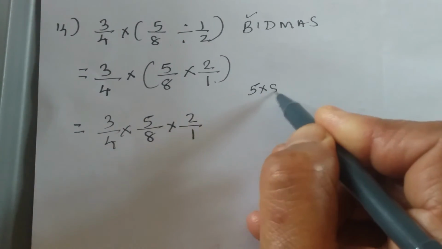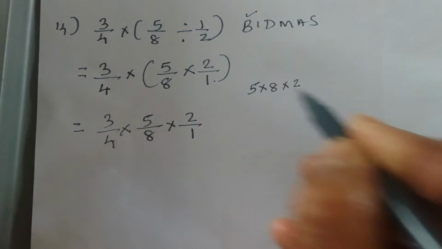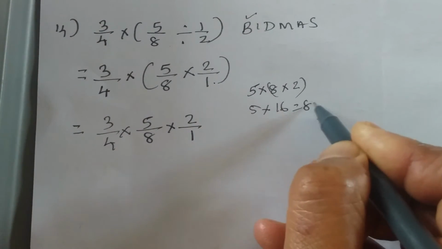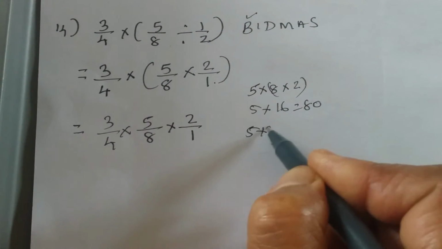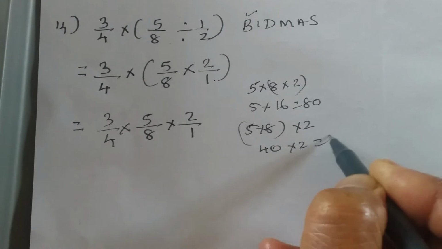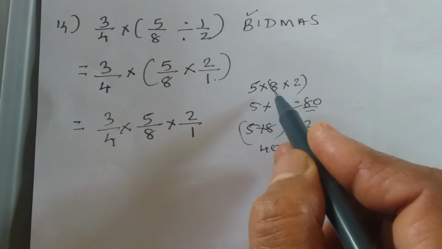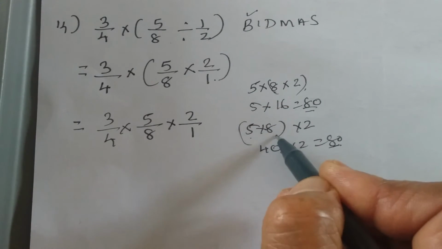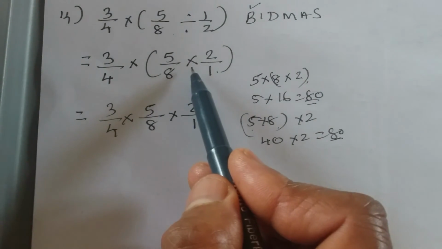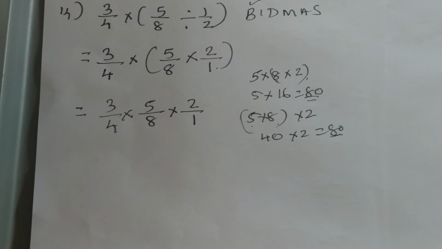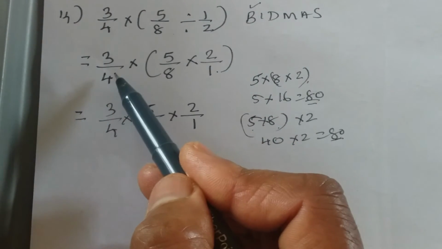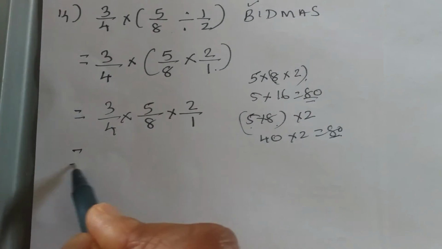See, I'll give an example again just to recall. 5 into 8 into 2 we will take. Multiply 8 into 2: 2 8s are 16, 16 5s are 80. Now multiply 5 into 8, then multiply by 2: 5 8s are 40, 40 into 2 is again 80. So whether you group the second two numbers or the first two numbers, we get the same answer. Since both operations are multiplication, the bracket can be removed and all three numbers can be simplified together. Or you complete within the bracket and then multiply with the first number, and you still get the same answer.